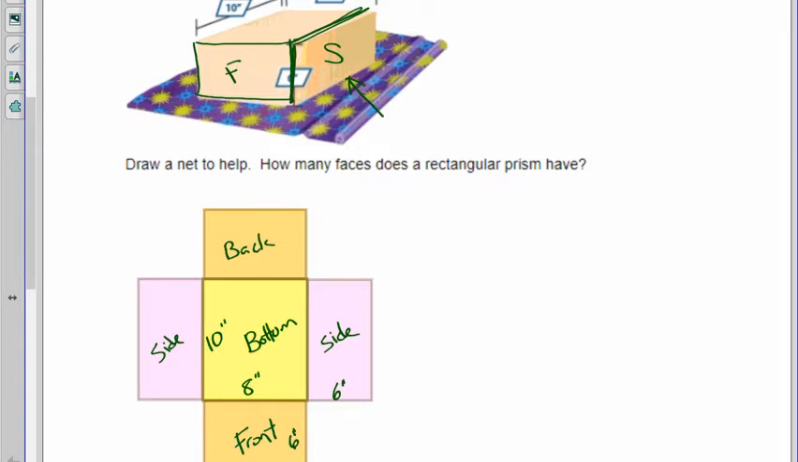So I need a top, and the top is going to be congruent to the bottom. And there it is. And remember, a rectangular prism has a top, bottom, 2 sides, a front and a back, 6 sides. 1, 2, 3, 4, 5, 6. I have all 6 sides accounted for.